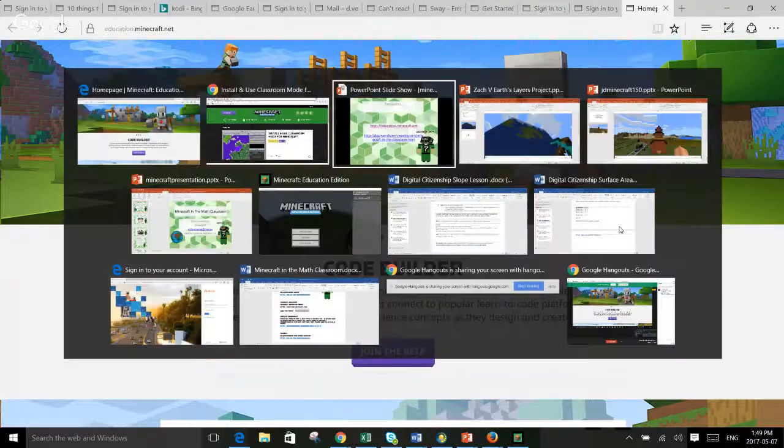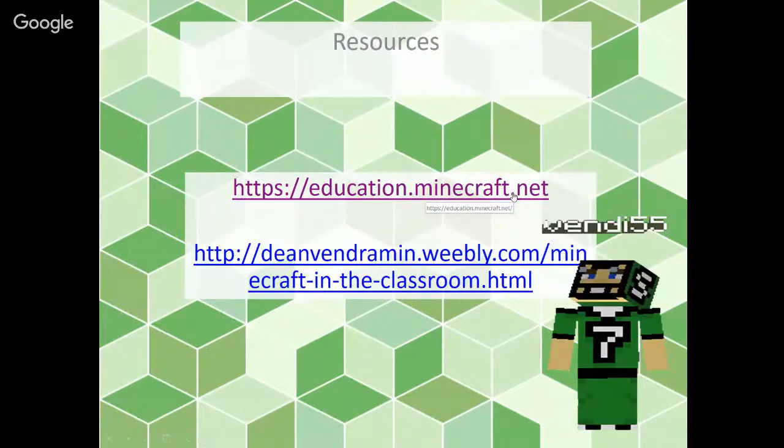And I think that's something we need to model for our students too. And I also think that's the way of the future. I mean, we're not in a cubicle anymore. We have to collaborate and share and problem solve and solve wicked problems. And Minecraft can do that.